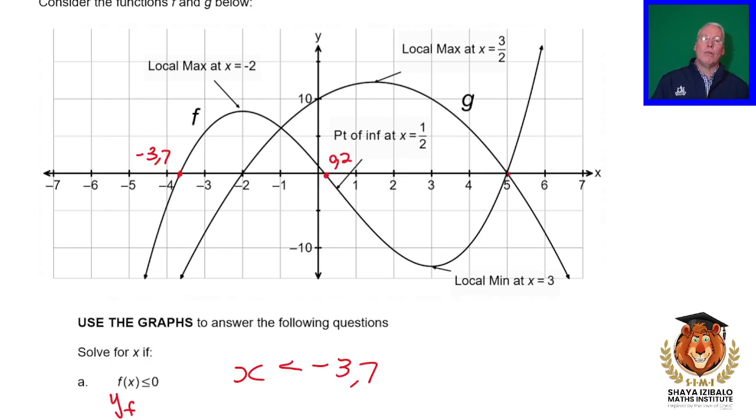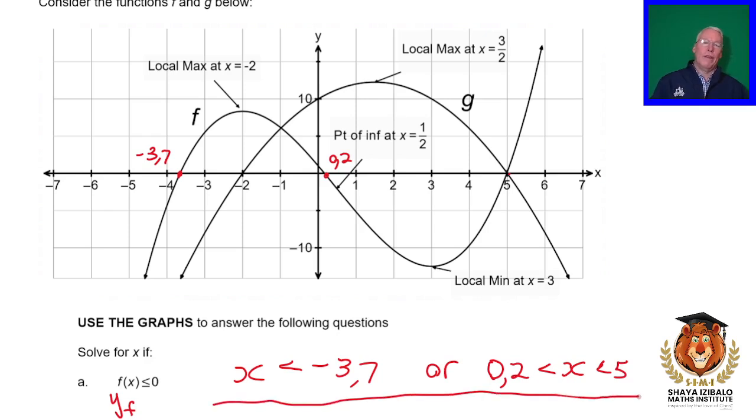Anywhere between 0,2 and 5, for all those values, the function is negative. Okay, that question involves no calculus whatsoever. It's just talking about the y value of a function.